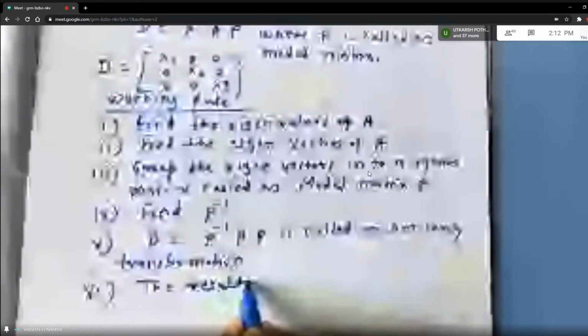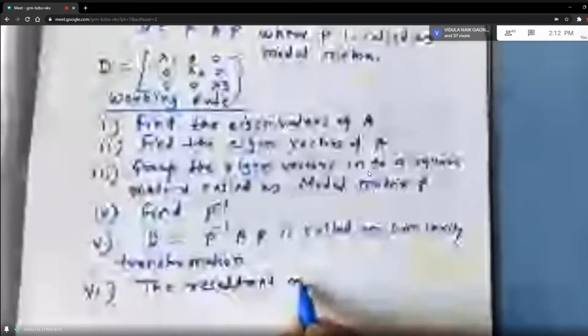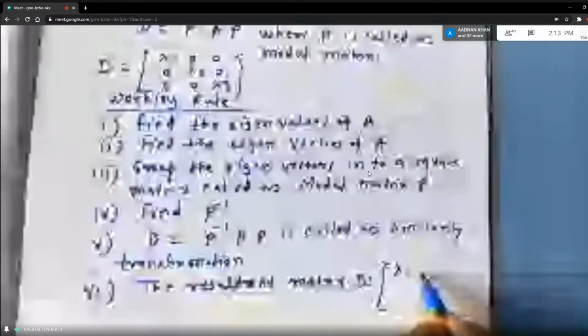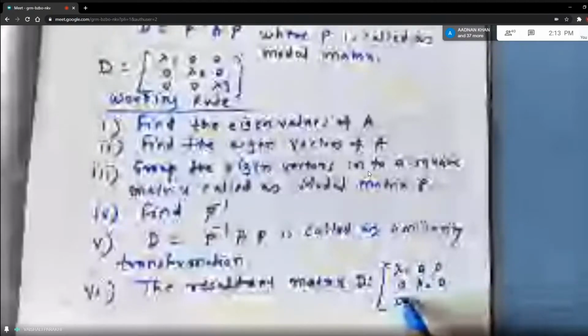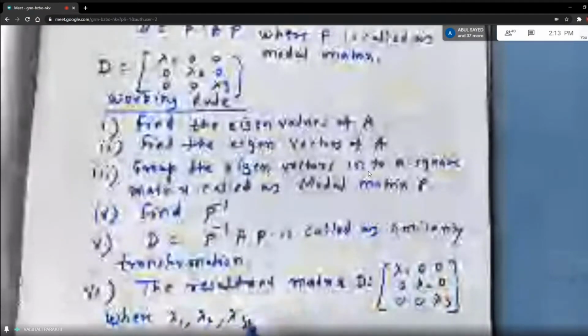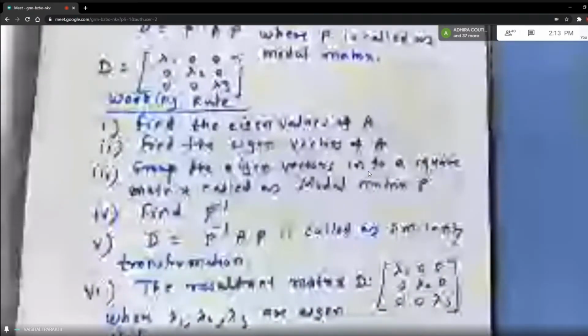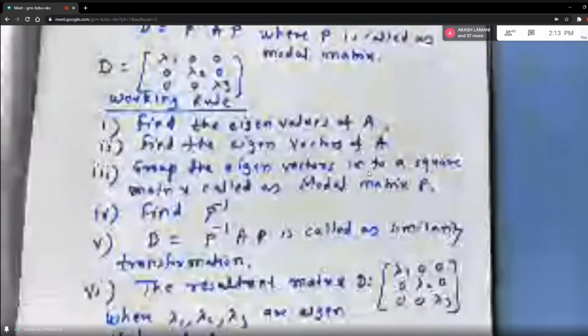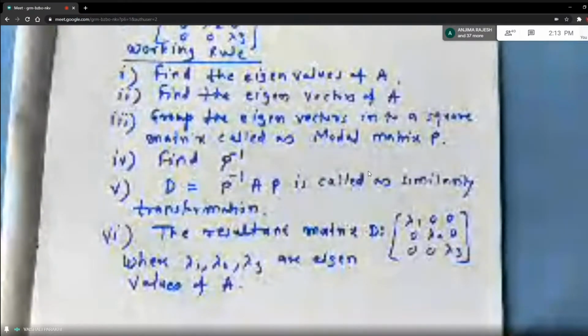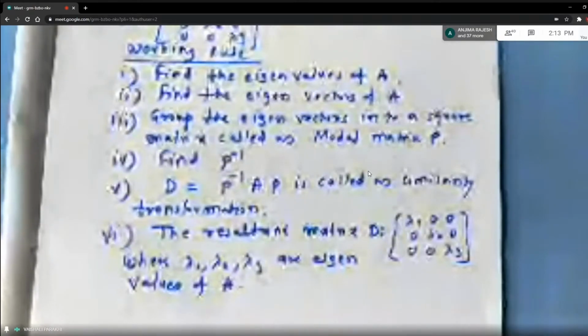So that is your next step. The resultant matrix D is equal to lambda 1 0 0, 0 lambda 2 0, 0 0 lambda 3, where lambda 1, lambda 2, lambda 3 are eigenvalues of matrix A. You can see clearly, students, or you want me to dictate? Please tell me.